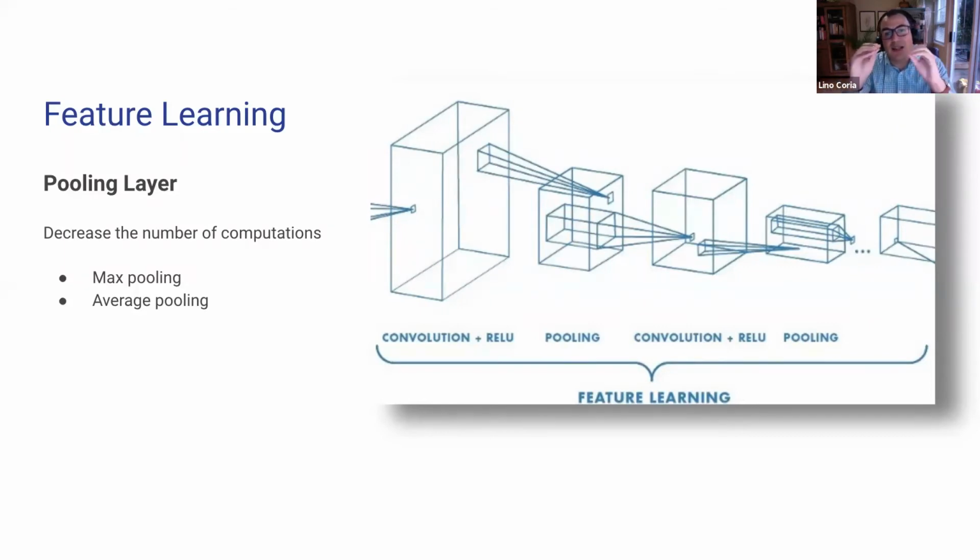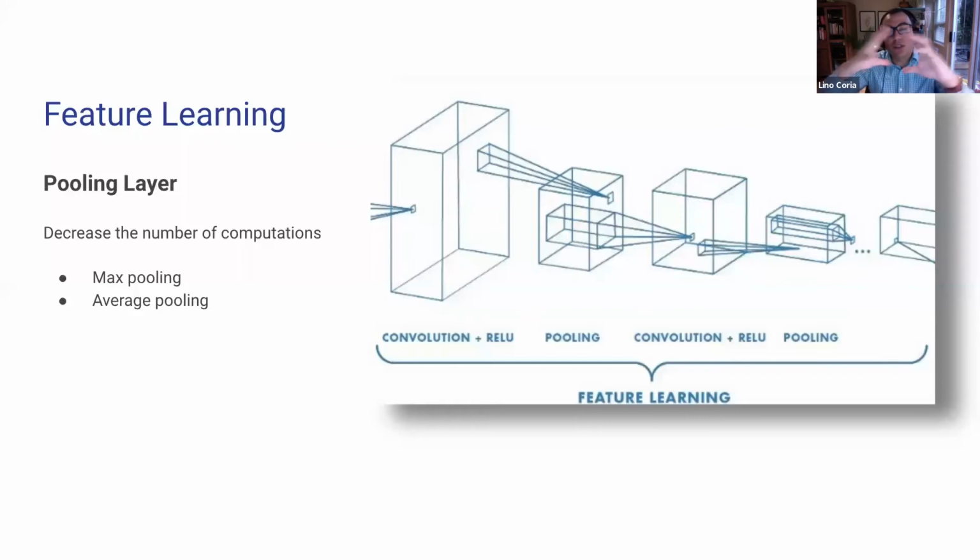Usually what you get is a group of values and you pick the largest one. This is called max pooling. The other option is you get the average of these values. Most people use max pooling. I think it's more effective to do so.